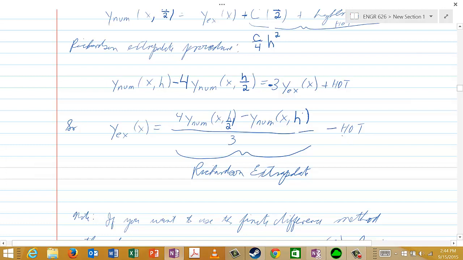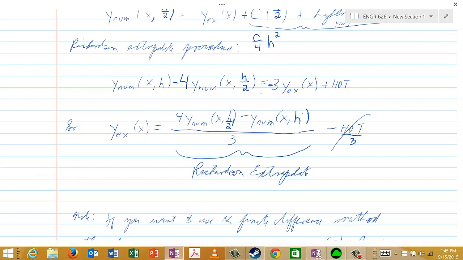And if you wanted to be picky, you could say higher order terms divided by 3, but that's not important. Don't really worry about this term. This is our formula then for the exact solution. It says that the exact solution is 4 times our numerical solution obtained with spacing h over 2 minus 1 times the numerical solution obtained with delta equals h, divided by 3, and then plus we have error.